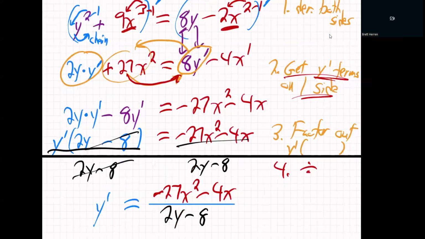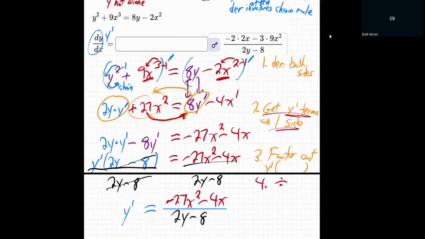Is that what they got, hopefully? Let me see. Yeah, they did a different order. This is the minus 27x squared. This is a minus 4x. It doesn't matter what order. 2y minus 8. Yep, there it is. So that's how we do that.